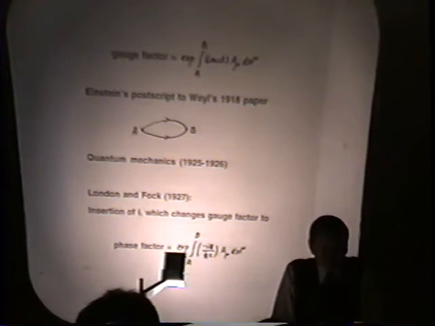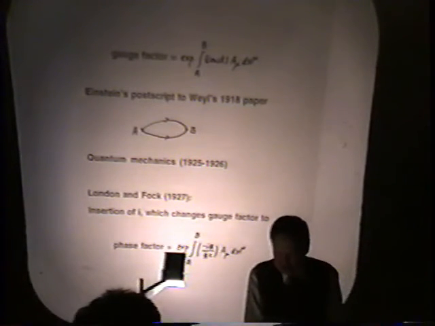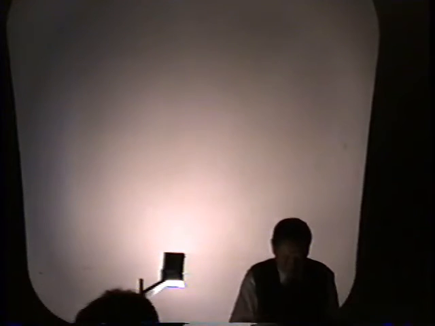Weyl accepted this, so in 1929 he rewrote his paper, this time with the i in it. But the name gauge had already taken hold, so we still call it the gauge field. Actually, it should have been called a phase field.